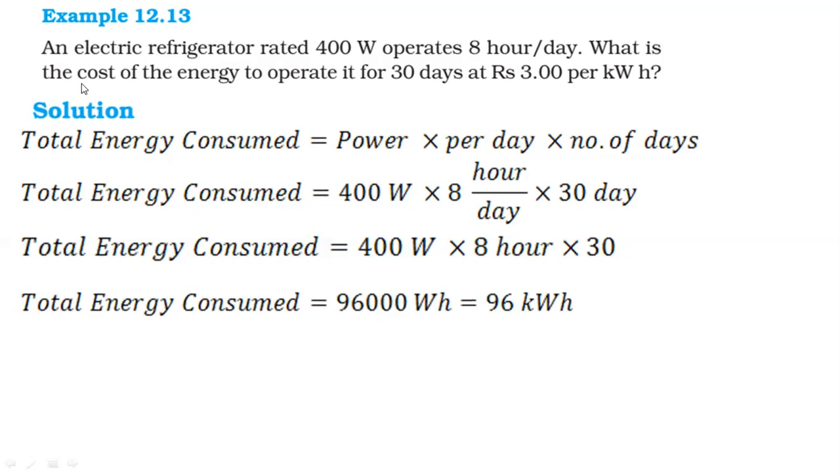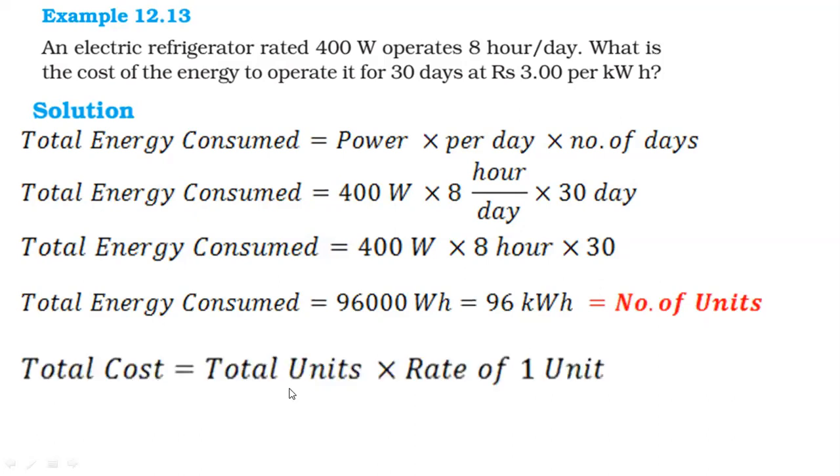Now to find out the total cost, all we need to multiply is 96 and the rate. The rate is how much? 3 rupees. So it's very simple. This 96 is nothing but the number of units, because kWh is the commercial unit of energy. It is also called by another name, units. So that is 96 units. To find out the total cost, all we have to do is total units into rate of 1 unit. Total units is 96, what you have calculated. And the rate of 1 unit is given in the question. It is rupees 3 per kWh. kWh means unit. So 3 rupees per unit.